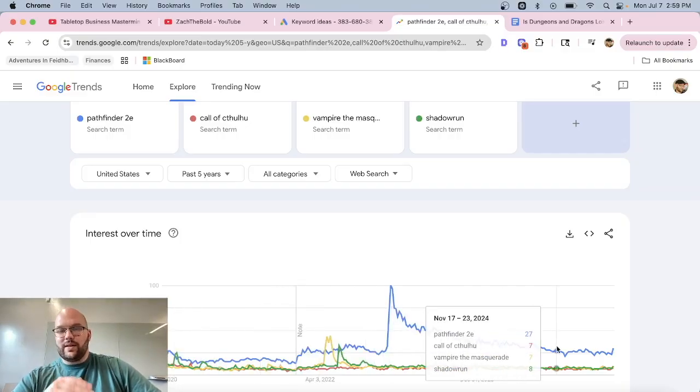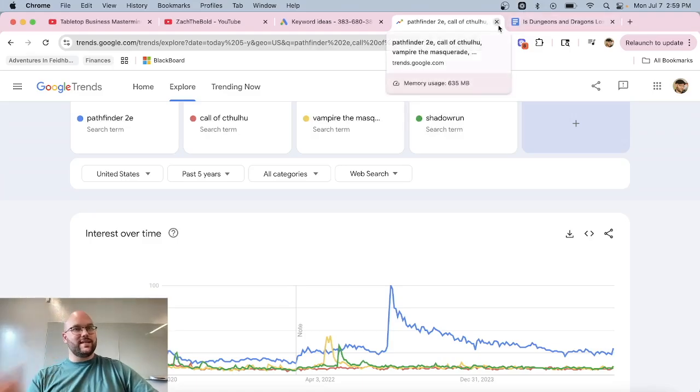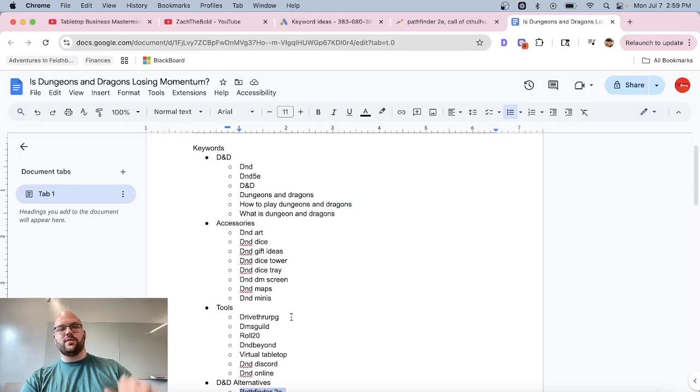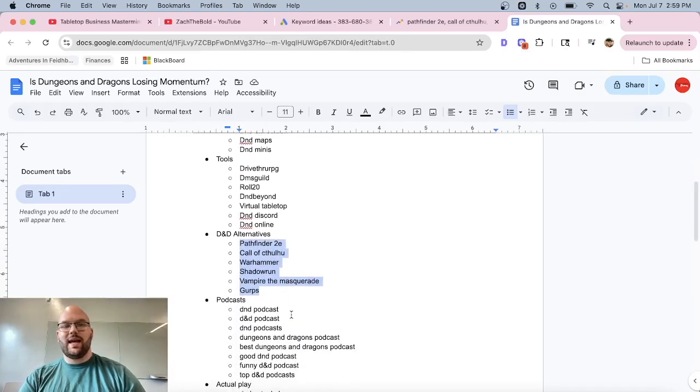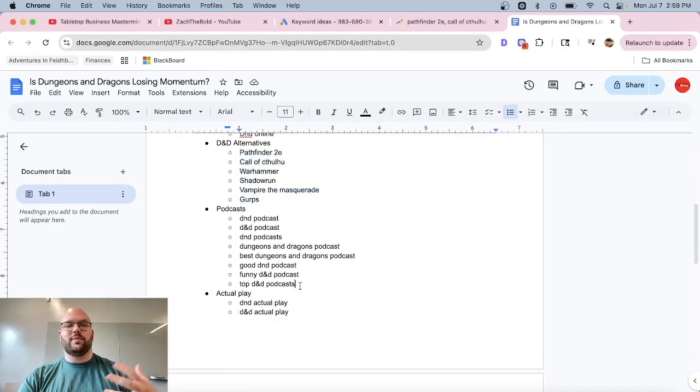But you can see from here, what we definitely aren't seeing is people dropping off D&D and moving over to Pathfinder, Call of Cthulhu, Vampire, Shadowrun. That does not appear to be happening. So it's not necessarily that D&D could be in a slump, but that TTRPGs could be in a slump. And the keywords we were looking at, D&D, dice, art, and all these, those affect a lot of TTRPGs, even though they have D&D specifically in the title, because D&D is the standard TTRPG. A lot of searchers would use that.